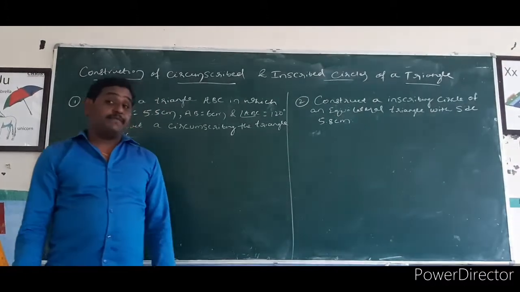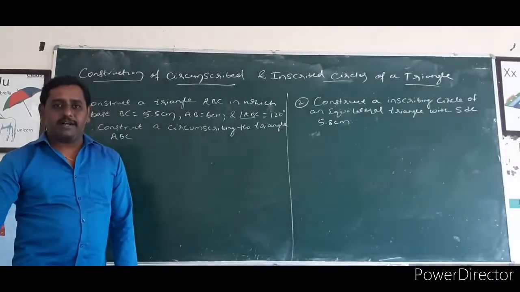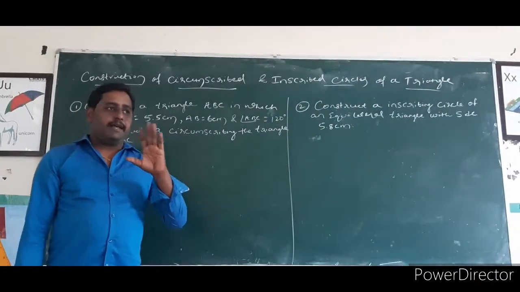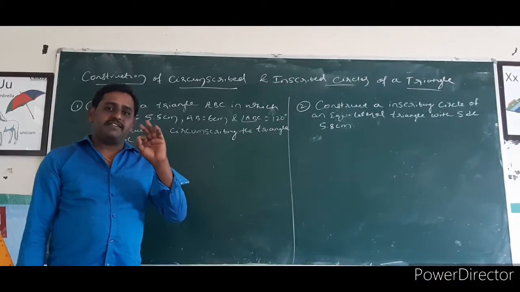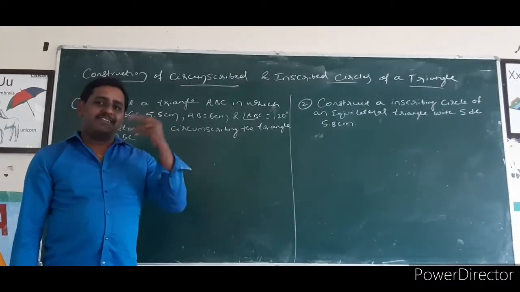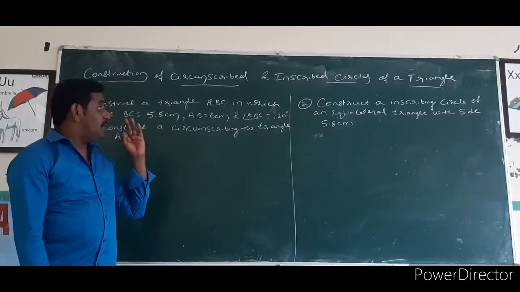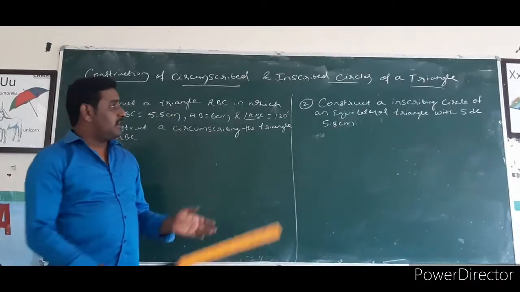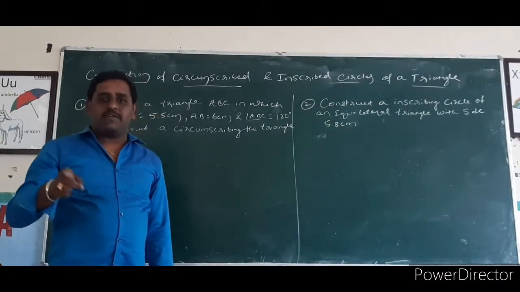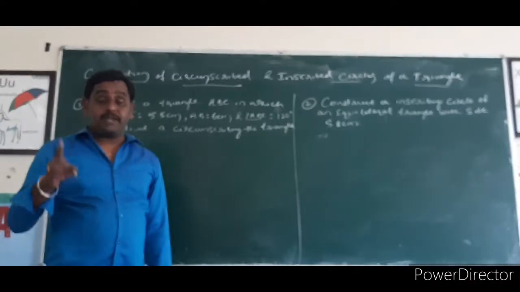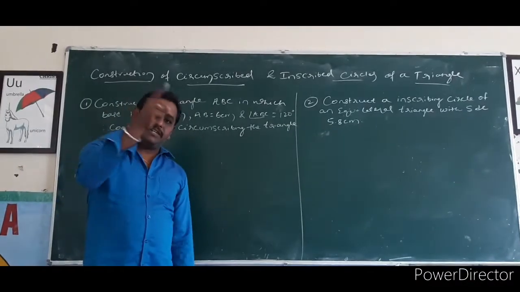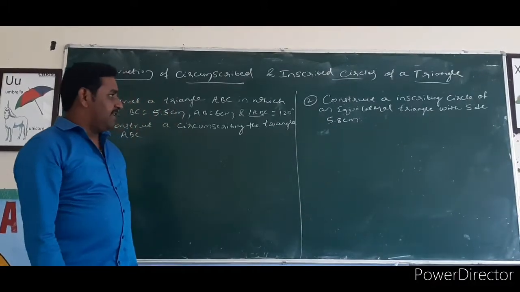You know what is meant by circumscribed and inscribed circles? Circumscribed means a circle touches all the points of the polygon. Means the polygon is inside, the circle is outside. Here we are considering a triangle as the polygon. A circle touches all the points of the triangle. How many points are there in a triangle? Vertices. 3 vertices. So it touches all the 3 vertices of the triangle.